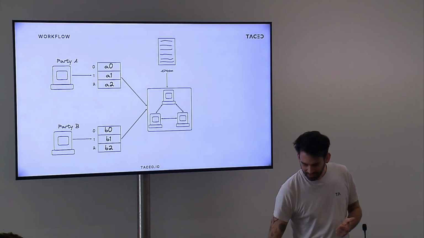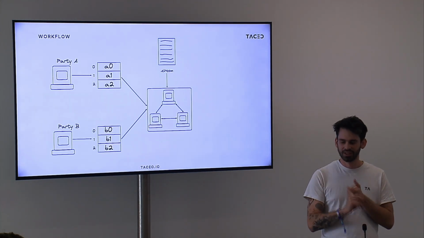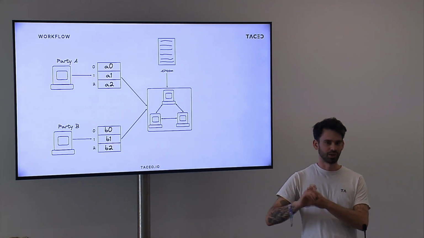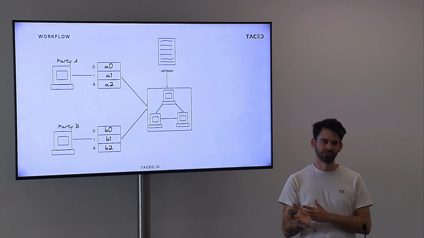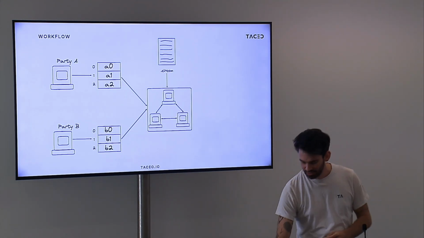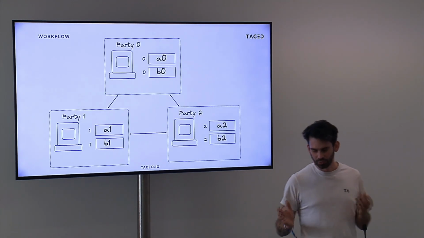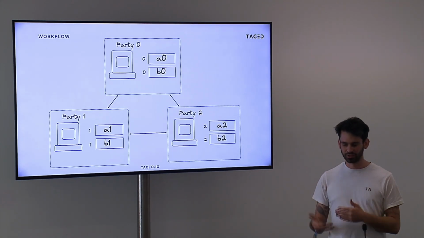Then you send your shares and the Circom file, or the Circom circuit, or whatever you want to compute, to some computing network. Again, as a party A and B could be part of it, but they don't necessarily have to. So you send your shares to the network. If you zoom into the network, now it looks like that. Party 0 has access to A0 and B0 and so on and so forth.